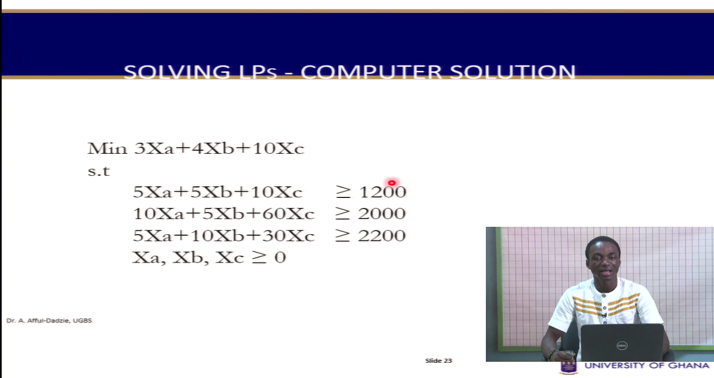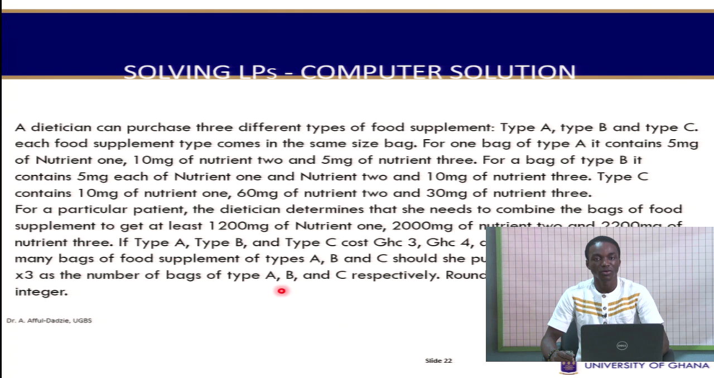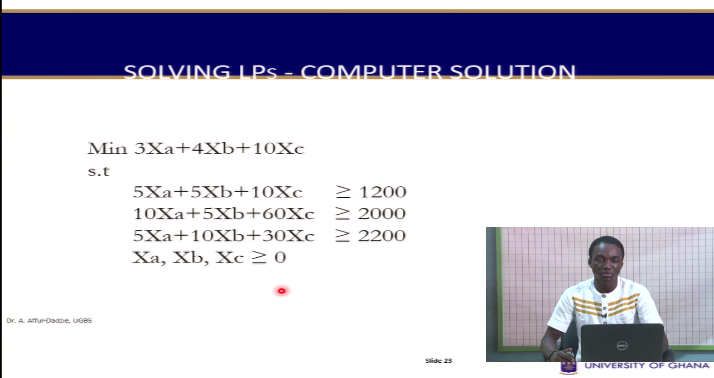least 1,200 milligrams of nutrient 1. And because we need at least, that is why our constraint here is greater than or equal to. We need at least 2,000 milligrams of nutrient 2. And then we also need at least 2,200 milligrams of nutrient 3. So this is the linear programming formulation for this problem. And we are required to use the computer solution to solve this problem.